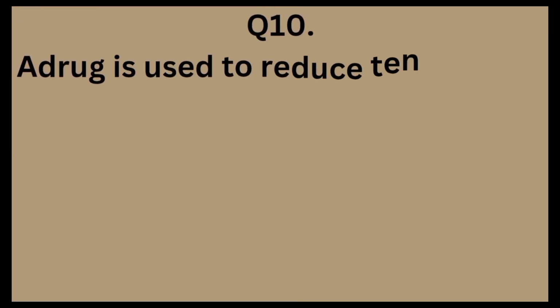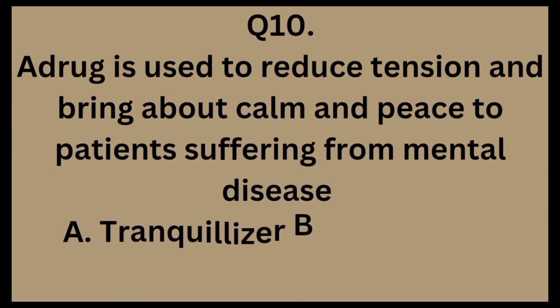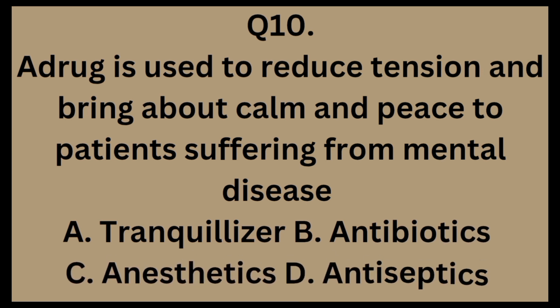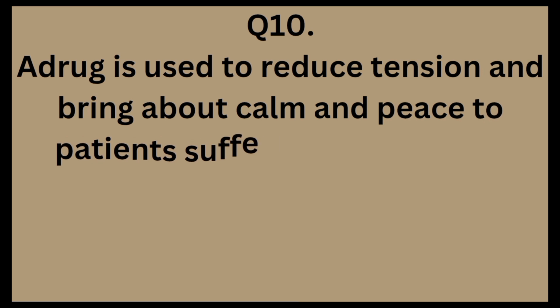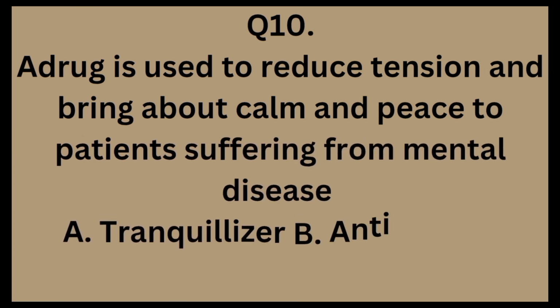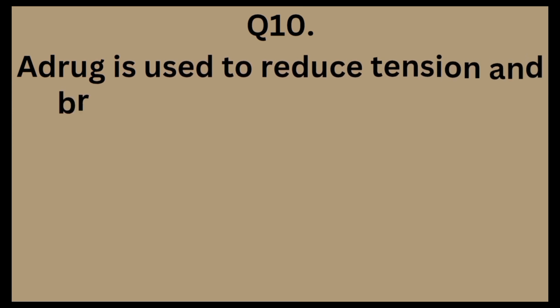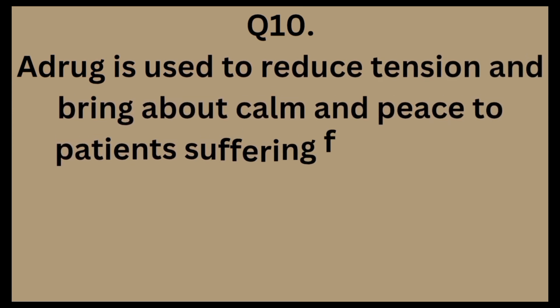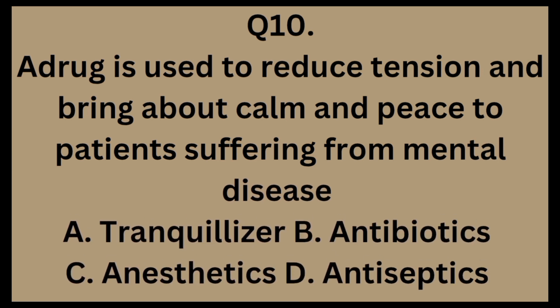Question 10. A drug is used to reduce tension and bring about calm and peace to patients suffering from mental disease. A. Tranquilizer. B. Antibiotics. C. Anesthetics. D. Antiseptics. In a similar manner, define each alternative. The first alternative is tranquilizer. Tranquilizer is used to reduce tension and bring about calm and peace to patients suffering from mental disease. Based on the definition, tranquilizer and the question are the same. So the best answer for this question is A.